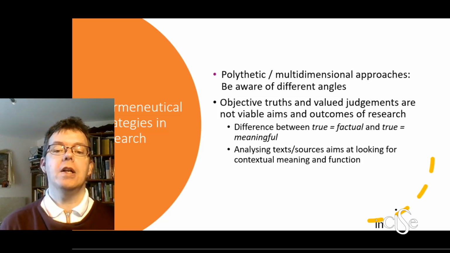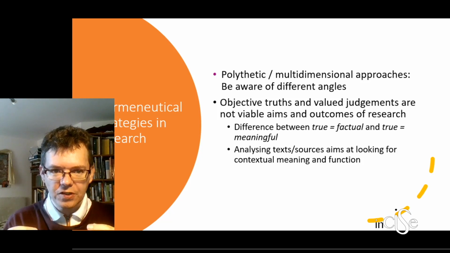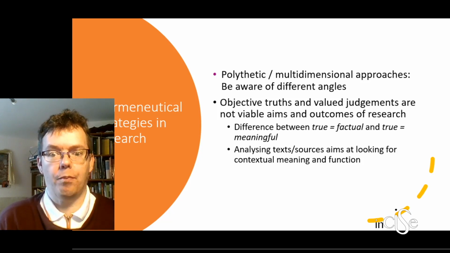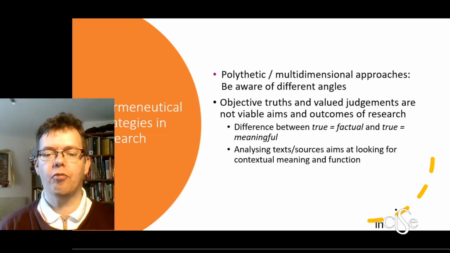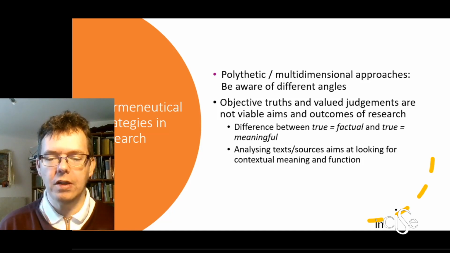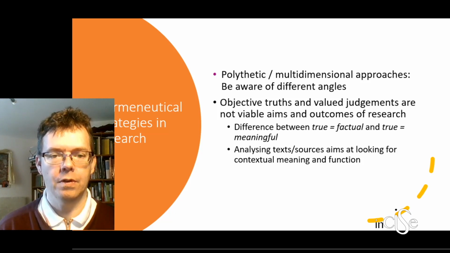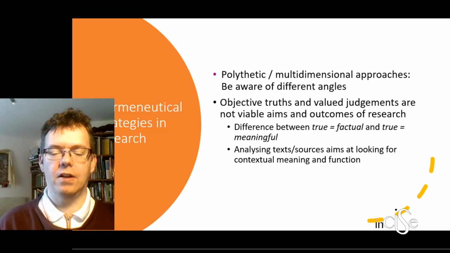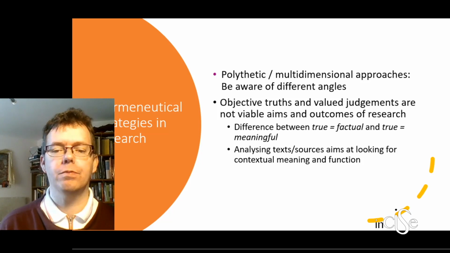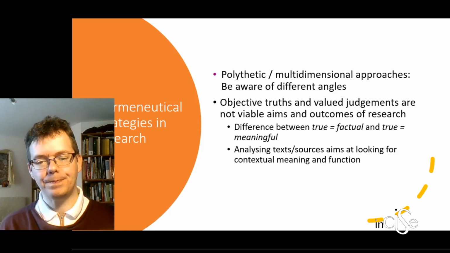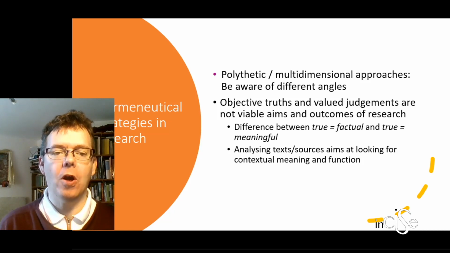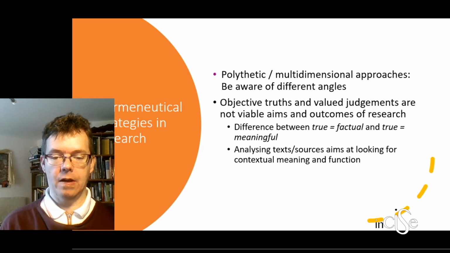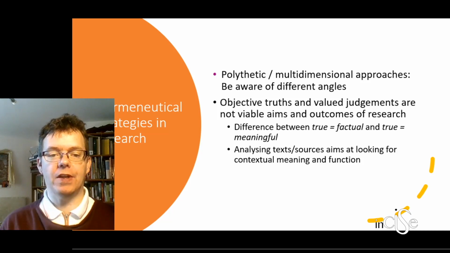So hermeneutical strategies mean strategies of interpretation. And here we need to start with being really aware of the complexity of an issue, that it can be approached from a multitude of angles. So for a research question, you would often need polythetic or multidimensional approaches. And you need to be wary about objective truth claims and value judgments that you might also find in research. It is not an aim of your research to make such claims. For instance, if you are researching Buddhism, your aim is not to check whether Buddhism is right or wrong. As researchers, we don't have opinions about that. We only look at evidence, and we only look at what is presented.